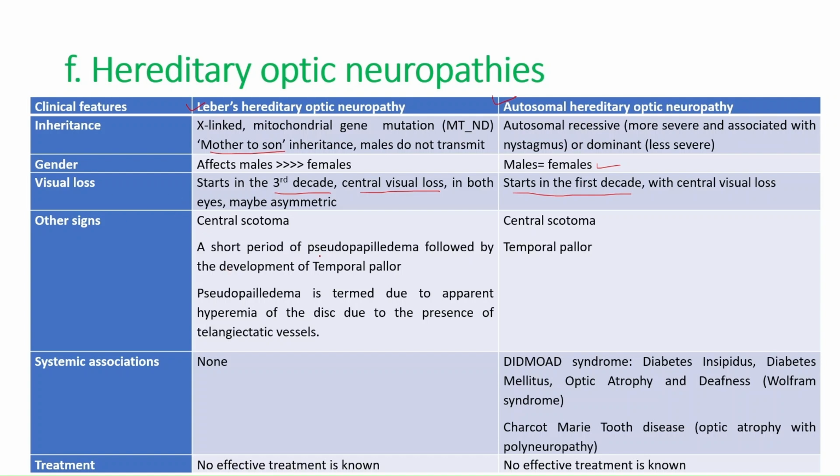There is a short period of pseudopapilledema in LHON, with a lot of telangiectatic vessels on the disc surface, which is very characteristic, followed by temporal pallor. There is no such pseudopapilledema in autosomal hereditary optic neuropathies, just development of pallor. There are no systemic associations in LHON, whereas in hereditary optic neuropathies you get DIDMOAD syndrome, characterized by diabetes insipidus, diabetes mellitus, optic atrophy and deafness, also known as Wolfram syndrome, and there can be Charcot-Marie-Tooth syndrome, in which you get optic atrophy with polyneuropathy.